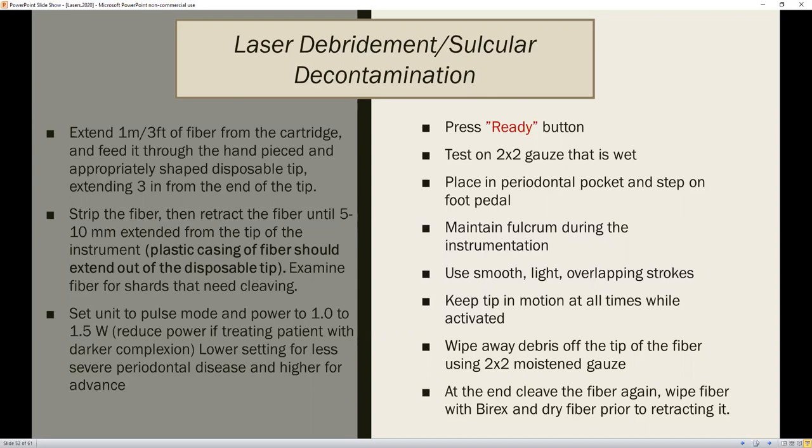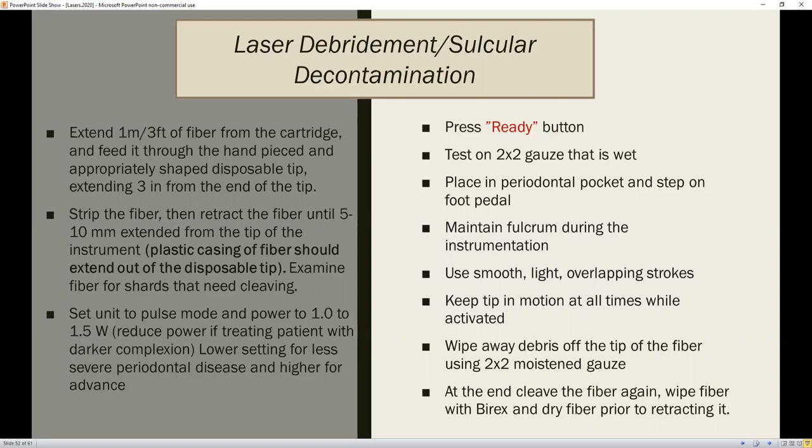And you set up the machine to 1 to 1.5 watts, depending. It can go up to 1.8 watts, but the lower the setting for less severe periodontal disease, and the higher the setting for more advanced disease. And again, the lower the setting for highly pigmented tissue as well. There's a ready button, just like with an X-ray machine. It's turned on, but it's not ready. So you turn the ready button on.